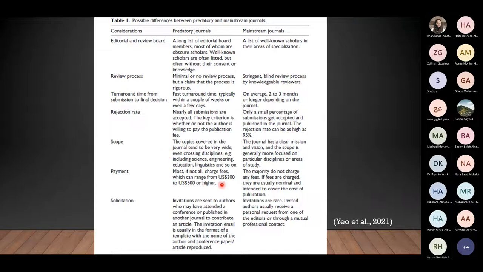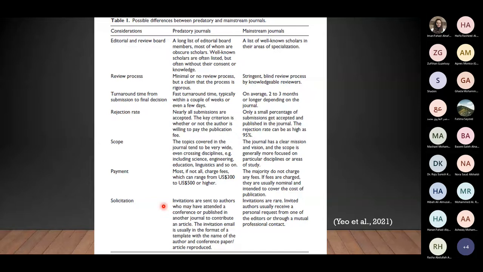Payment: it can range from $300 to $500, or as we will see later, it could be over $1,000 or $2,000, sometimes $3,000. Solicitation, this is very important. They send invitations to authors to publish with them.